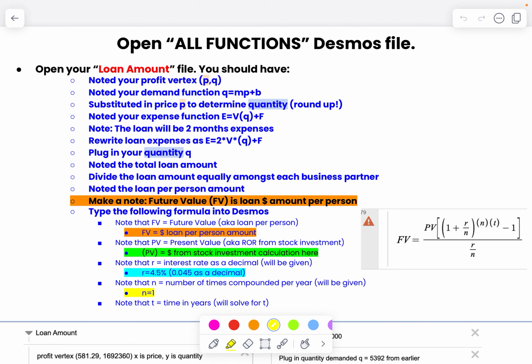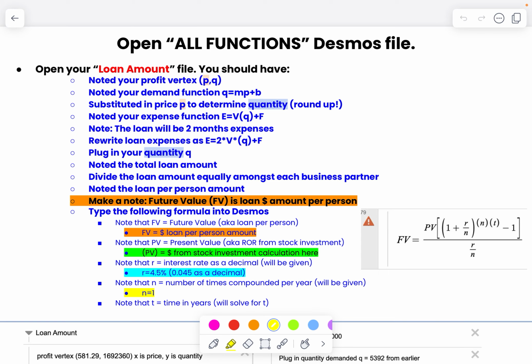Today we are going to be solving for the loan amount. So these are the directions, these are the slides posted on Canvas today. Make sure each member of your group is doing this simultaneously. You guys are using your partners to check your work and updating your Desmos file.